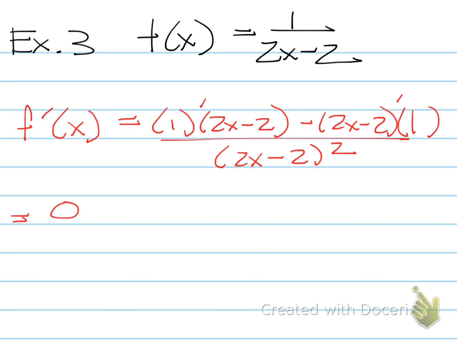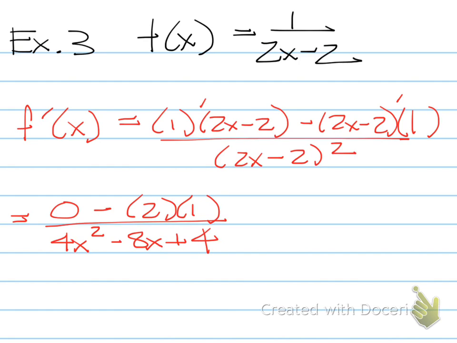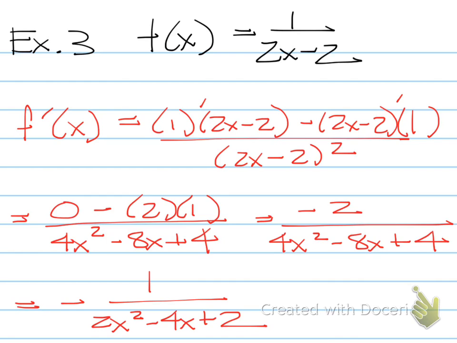0 times anything is 0. And then the derivative of 2x minus 2 is just going to be 2. And we're still multiplying that by the 1. If we square 2x minus 2, we get 4x squared for the first term, negative 8x for the linear term, and then positive 4 for the constant. Negative 2 times 1 is just negative 2. And we can factor out a 2, and then the 2 will cancel with all 3 terms in the denominator, giving us negative 1 over 2x squared minus 4x plus 2.